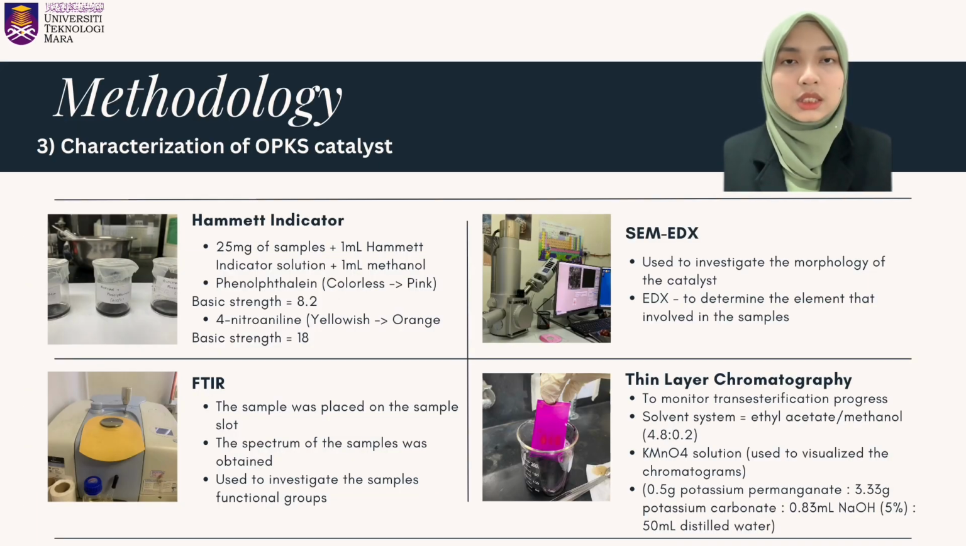Then, the characterization of the catalyst was tested, first using the Hammett indicator, which is to determine the catalyst basic strength. 25 mg of catalyst plus 1 ml of Hammett indicator solution plus 1 ml of methanol was mixed together and left for 2 hours to observe the color changes. Phenolphthalein will change from colorless to pink, which shows the basic strength is 8.2, and 4-nitroaniline will change from yellow to orange, so the basic strength is 18.